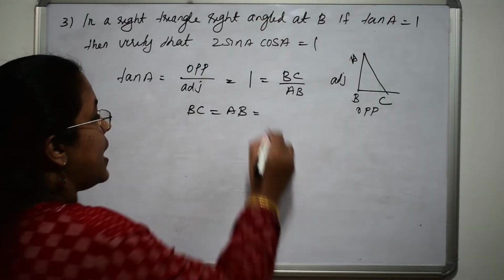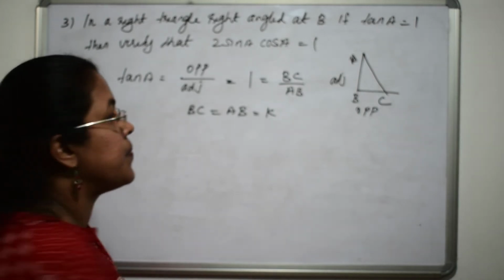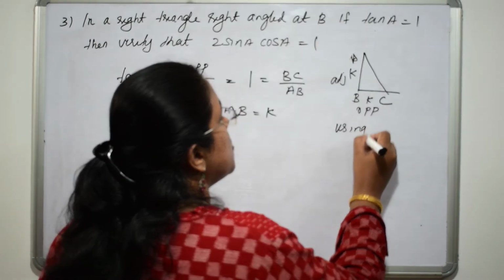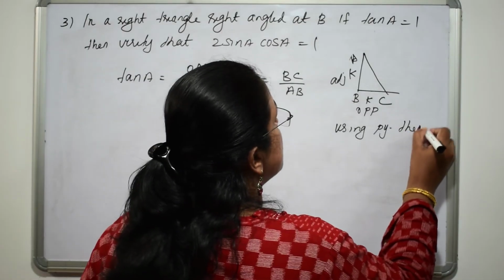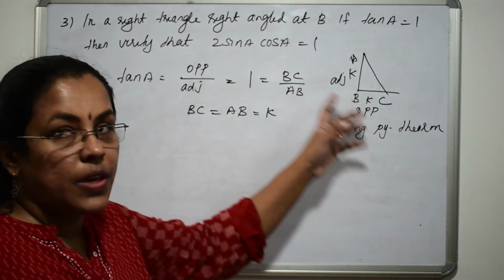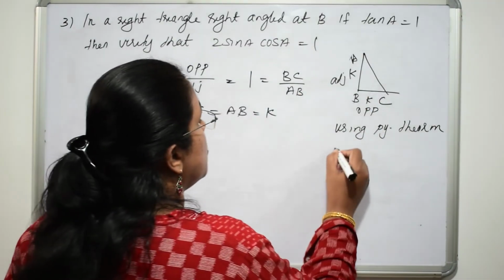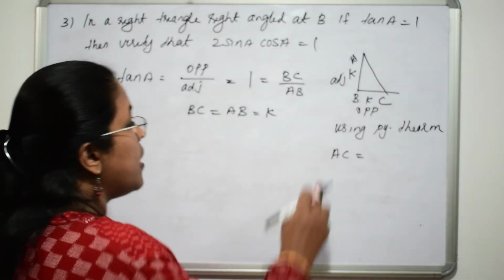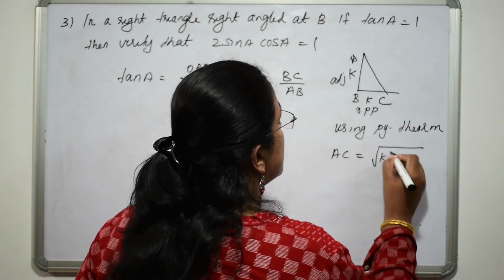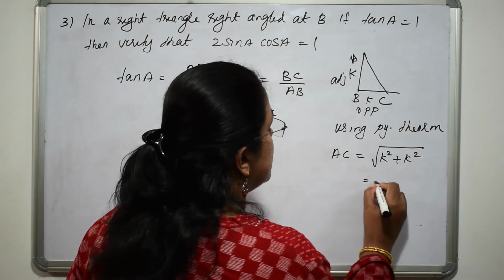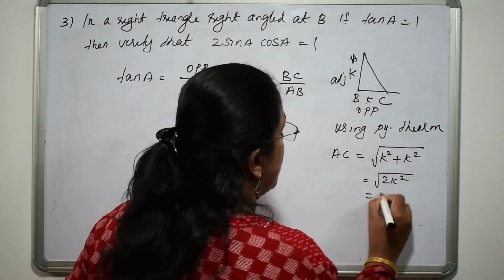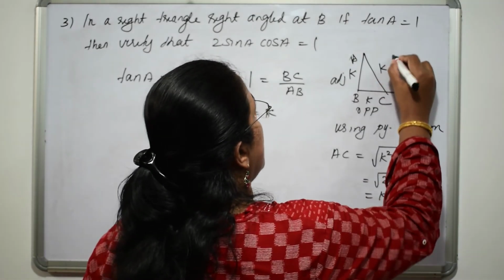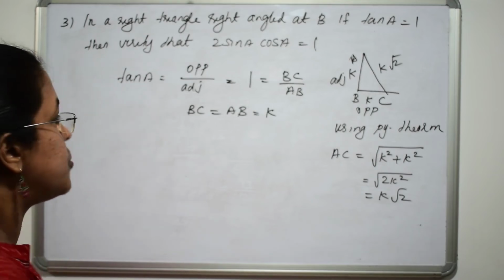We can take it as K. So BC is equal to K and AB is equal to K. Then using Pythagoras Theorem, since it is a right angle triangle, hypotenuse square is equal to base square plus altitude square. So AC is equal to root over K square plus K square, that is root over 2K square, that is equal to K root 2. If AB is K, BC is K, then AC is equal to K root 2.